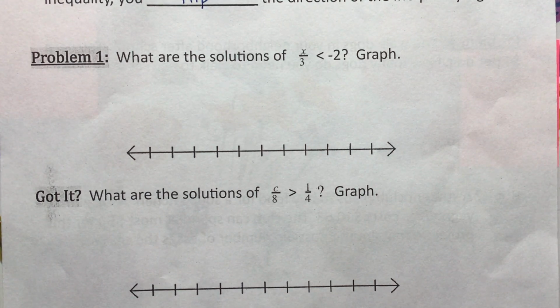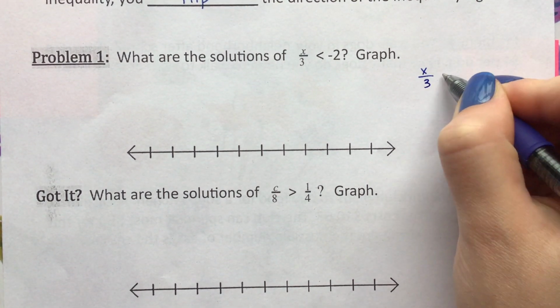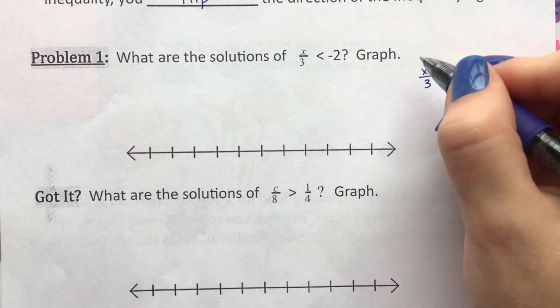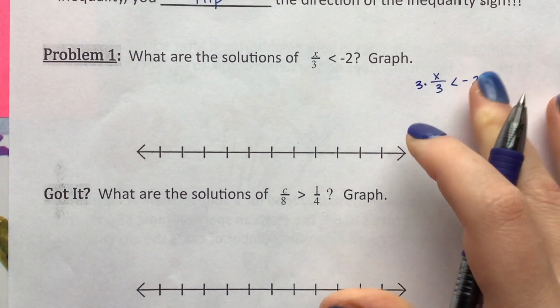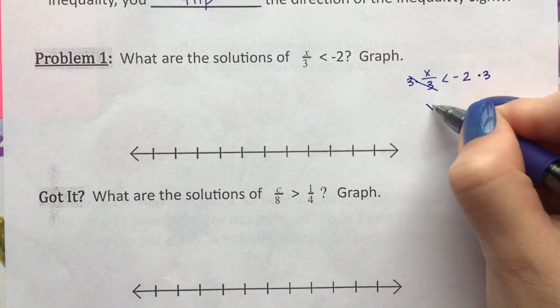So here we have example 1, and it says, what are the solutions of x over 3 is less than negative 2? I'm going to rewrite that over here just so I can write on it a little bit easier. And remember, we've talked about how we get rid of fraction bars. A fraction bar means division. So to do the opposite of division, I'm going to multiply. So I'm going to multiply by 3 on the left and right sides. They cancel on the left.